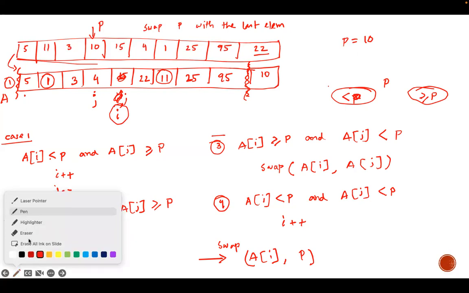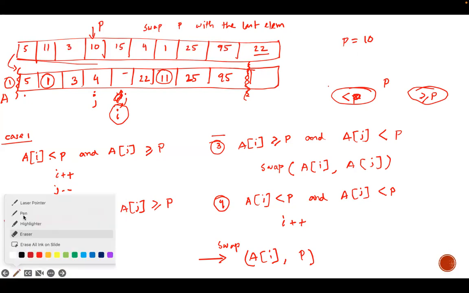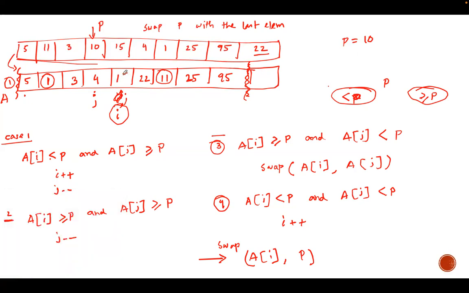Let's use the eraser. So now we're going to make 10 here. We're going to keep 15 here. Now look at our array. You can see that all the elements here, 5, 1, 3, 4, are less than 10, and all of the items here, 22, 11, 25, 95, 15, are greater than 10. So this is the partitioning strategy.